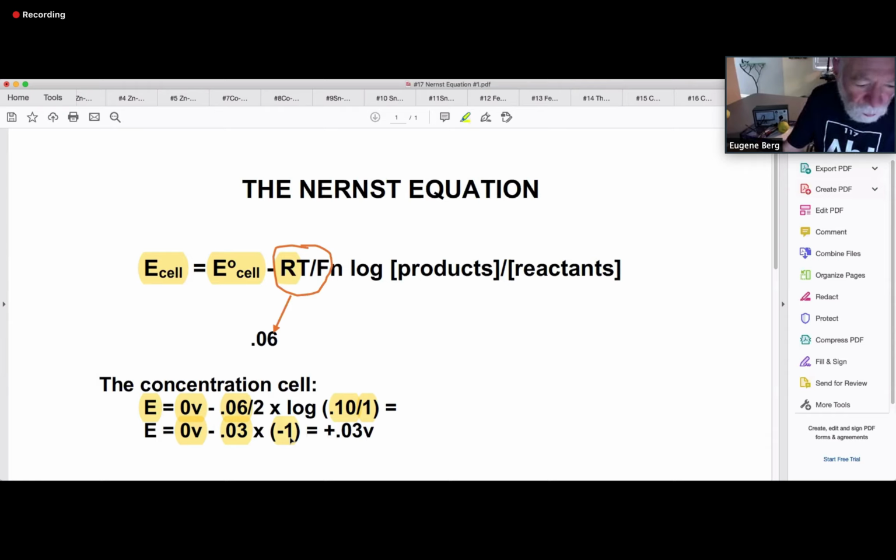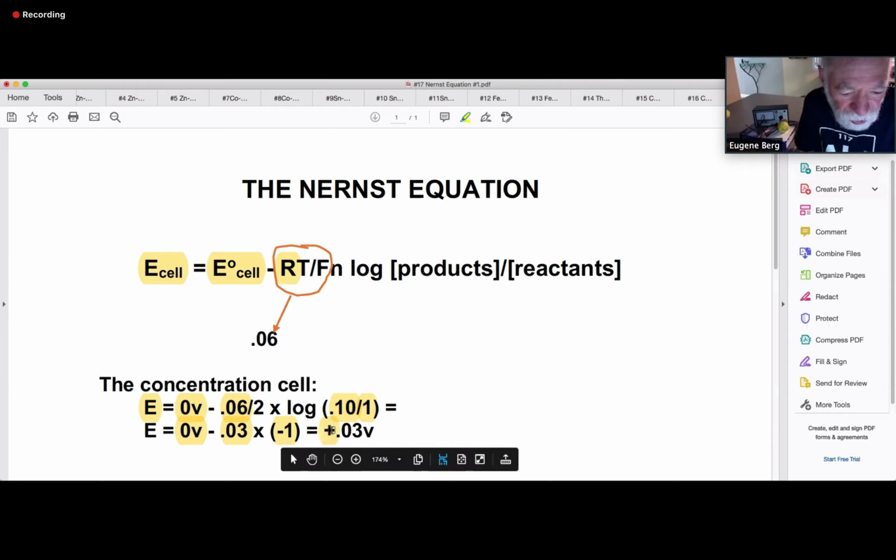So negative 0.03 times negative 1 gives us a positive voltage. Good sign. It means, yes, we'll get voltage out of the cell. Now, again, notice it's pretty puny, the amount of voltage, but that's not important. We could always put a lot of these in series with each other. But you've now seen one of the trickiest things in the course, the Nernst equation, which allows us to calculate the voltage of any cell.